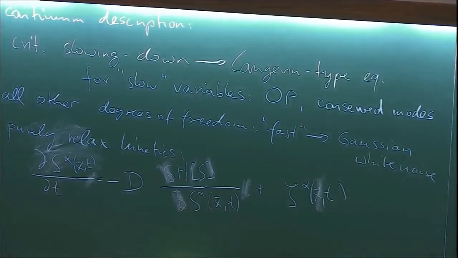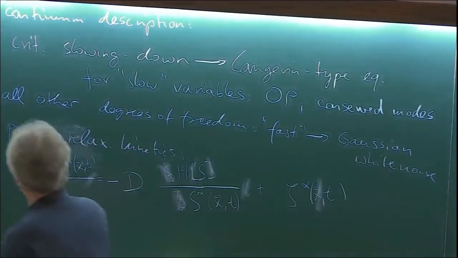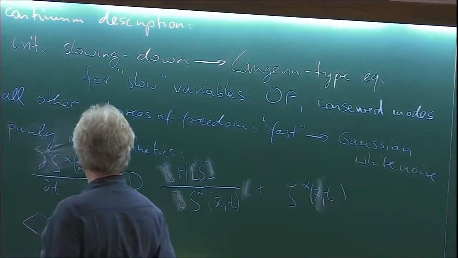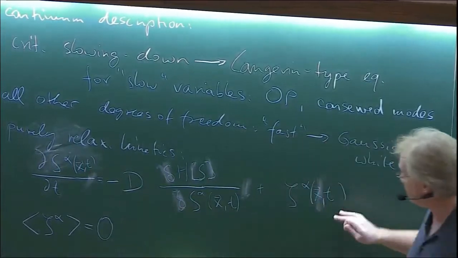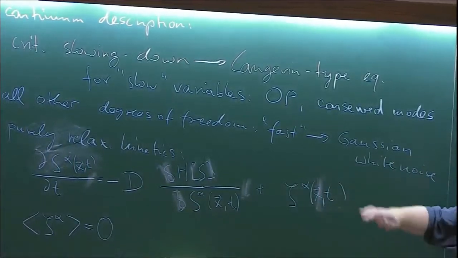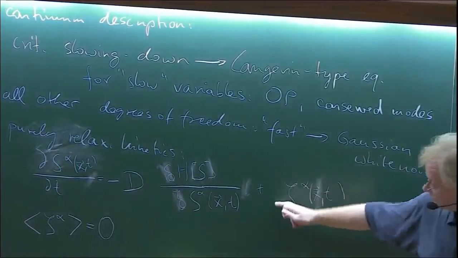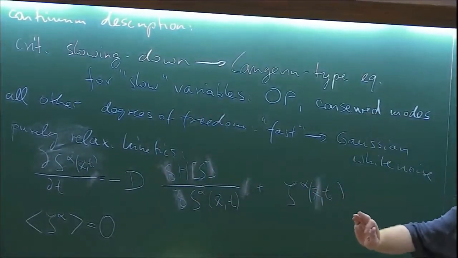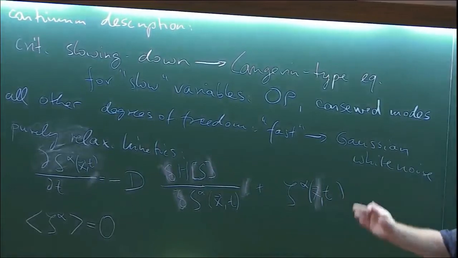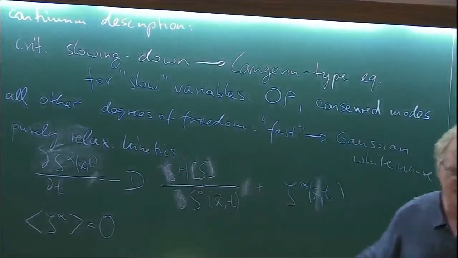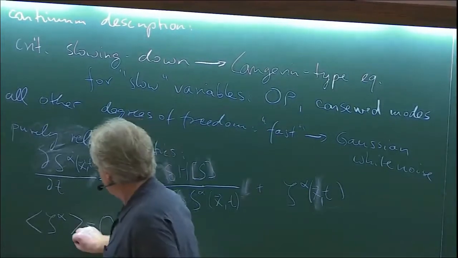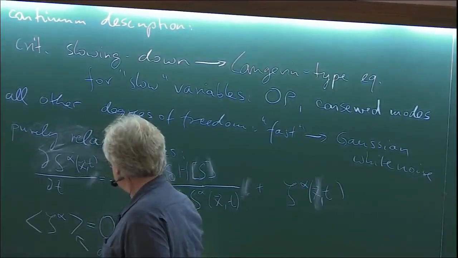So this is purely relaxational kinetics. I need to specify the noise. I'm doing noise averages, and what I'm assuming is that on average, any kind of systematic parts, any kind of systematic forcing, is included in what I have here. So the average of the noise should be 0. Otherwise, I'd actually have to add it back up there. The angular brackets here mean averages over noise histories.